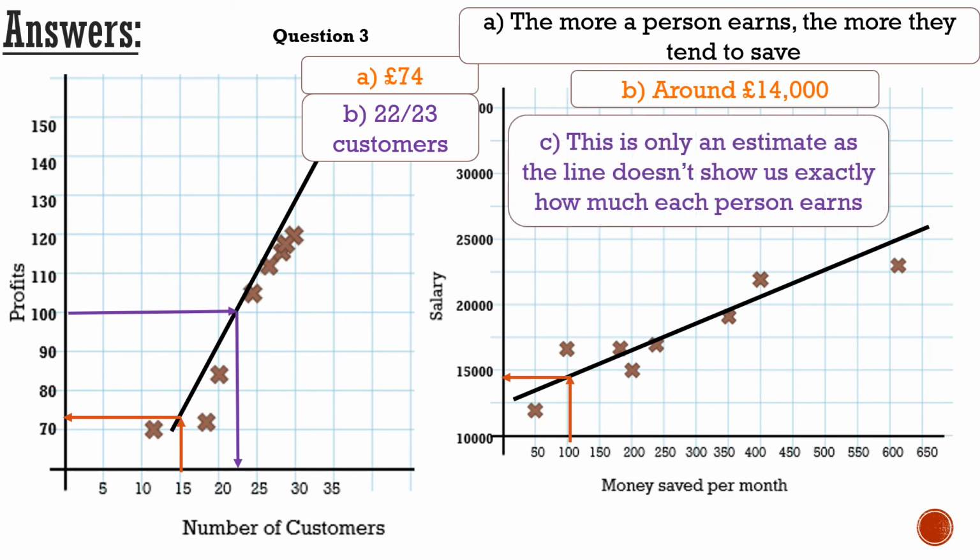And then for C, you've got to say that it's only an estimate because the line doesn't tell us exactly what is going on. It's just kind of a guess. It's like the generic thing. It doesn't mean it will happen. So as long as you've kind of tried to explain that, then that would be great.